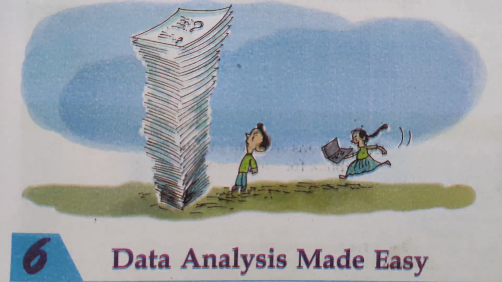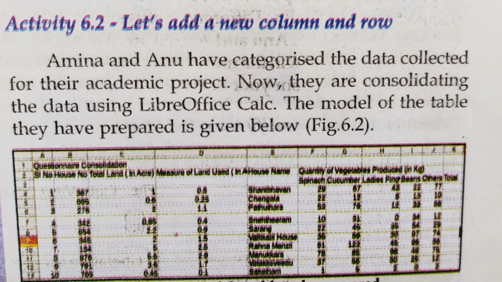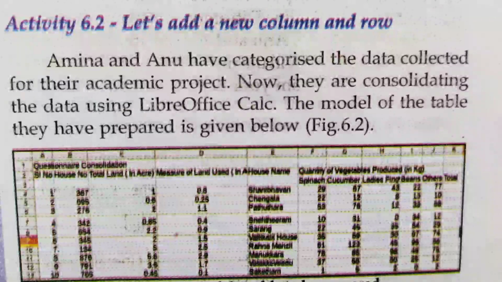In this video, we can watch once again what we have learned online this week. This week, we have started our sixth lesson, Data Analysis Made Easy. In this lesson, we have familiarized with the cell address. How to get the cell address? It is the combination of the row header and column header. Another thing is how to add a new column and row into our spreadsheet.